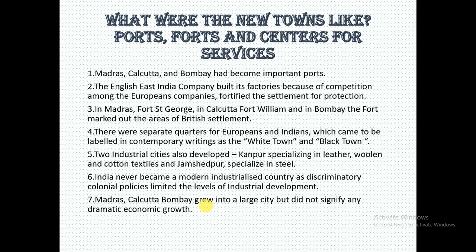Madras, Bombay, and Calcutta had become important ports at the end of the 18th century, and the East India Company built factories because of the competition among the European companies, and they fortified the settlements for production. In Madras they built Fort St. George, in Calcutta they built Fort William, and in Bombay they built Bombay Fort. As I told you, these three cities were commercial and administrative centers, and they built forts. As per this, St. John Fort is located, Fort St.